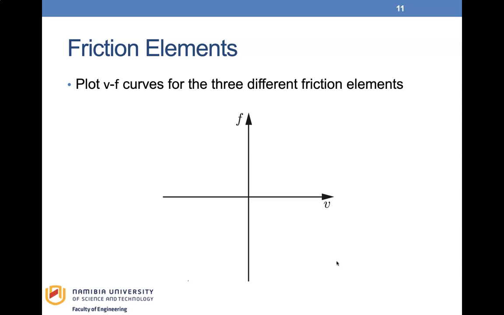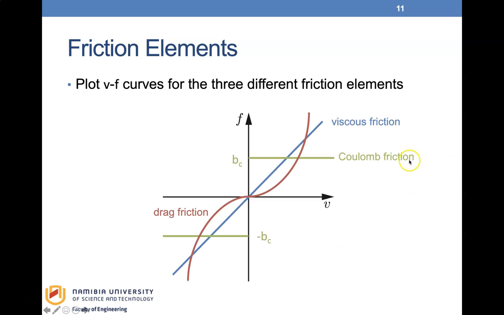So this is a plot of the velocity and the force curves for the three different friction elements. This is the linear friction element, viscous friction, which is the one we will be dealing with in most cases. And then you have the Coulomb friction. So you see this is like a step function. So it is non-linear. And then you have the drag friction, which also you can see is non-linear. And this is what you have, for example, of a submarine moving under water.